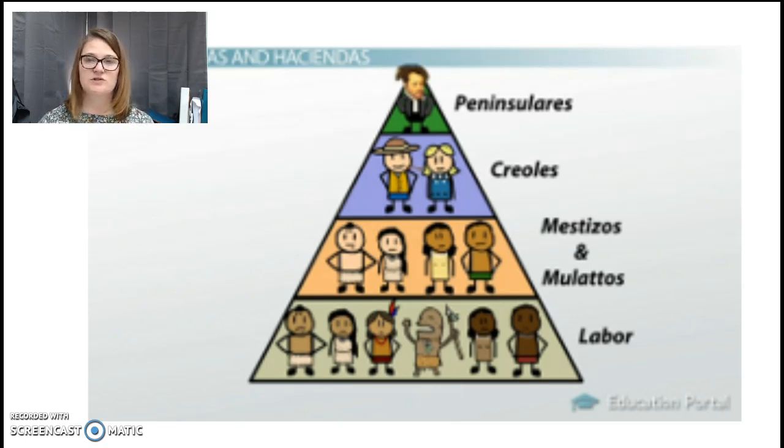Next class, we're going to start to look at some of the revolutions that occurred in Latin America and who were the important men behind these revolutions. So I'll see you then.